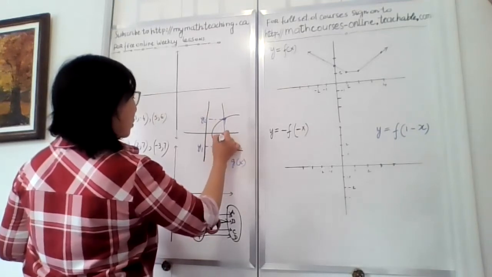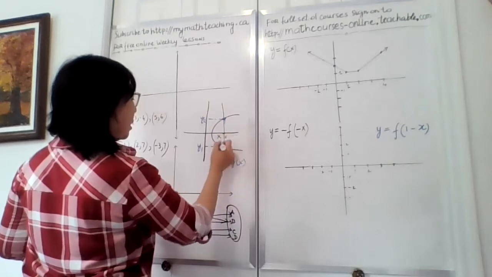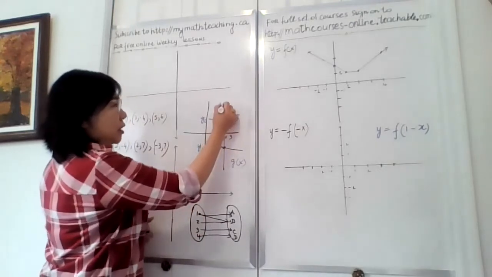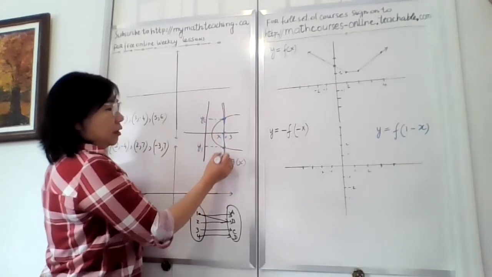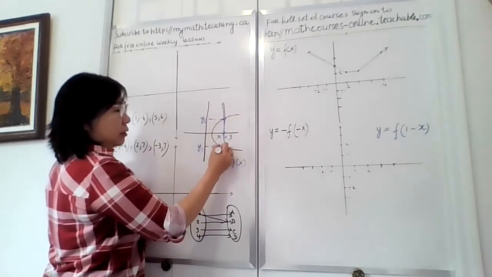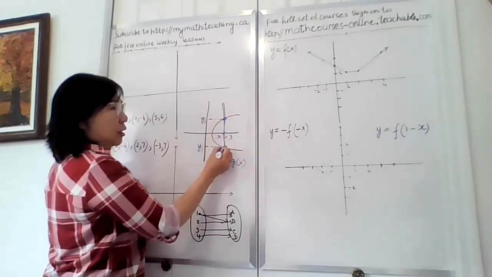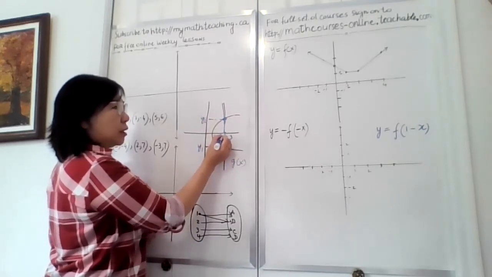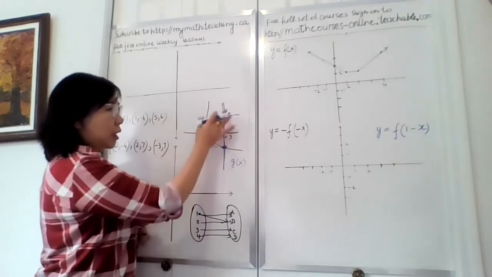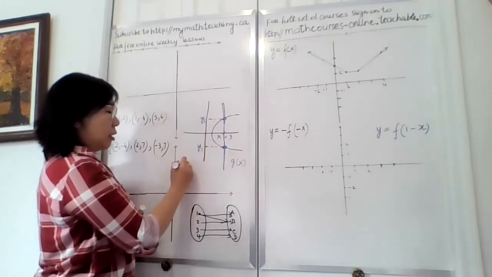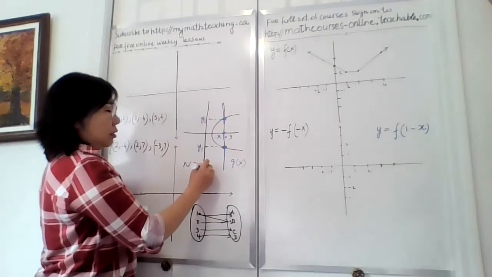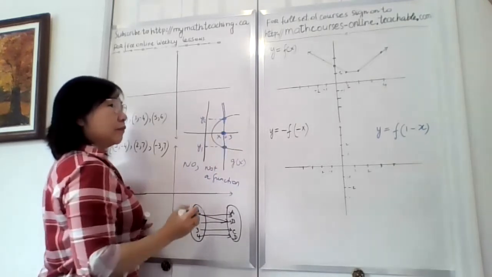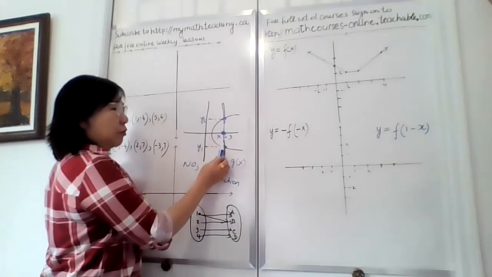But what about their x? The x value here is exactly the same. Let's say this is the line x equals 3. So the x value here is 3. And you can see in this graph, the function intersects the vertical line at 2 points. They have a different y coordinate, but they have the same x coordinate. So in this way, we recognize by using the graph. In mathematics, we say no, this is not a function, because we have the same x value giving different values of y.